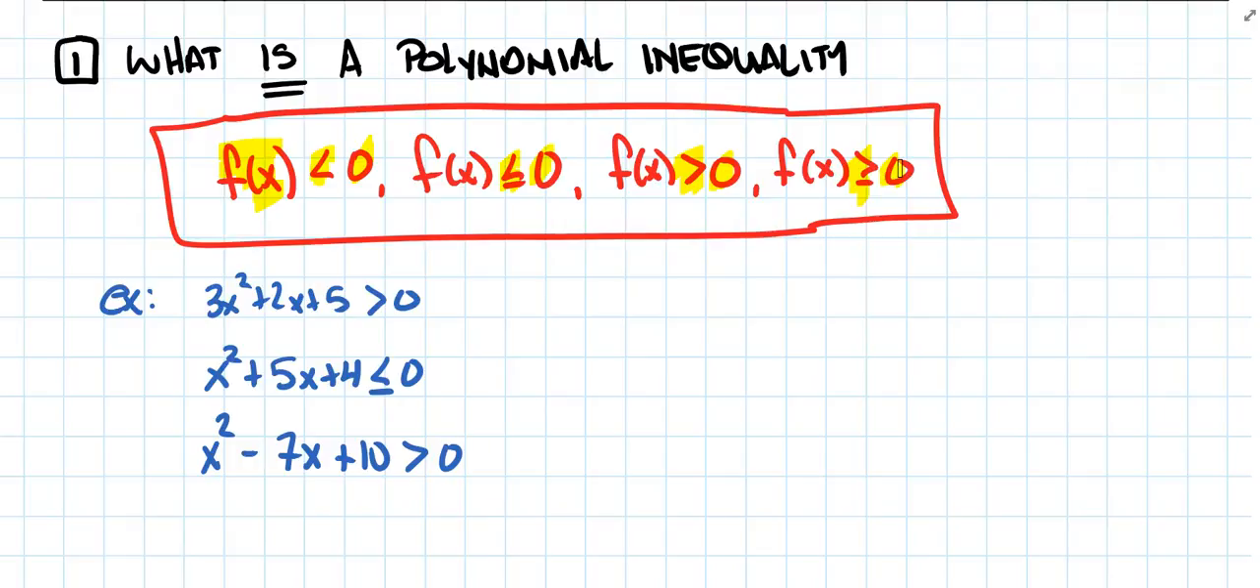Here are 3 real simple examples for you. 3x squared plus 2x plus 5 is greater than 0. That is a polynomial inequality. x squared plus 5x plus 4 less than or equal to 0. That is a polynomial inequality. And here's another one. x squared minus 7x minus 10 is greater than 0. That's another polynomial inequality. So it's any polynomial that you have, just written with an inequality on the back end and then set to 0.